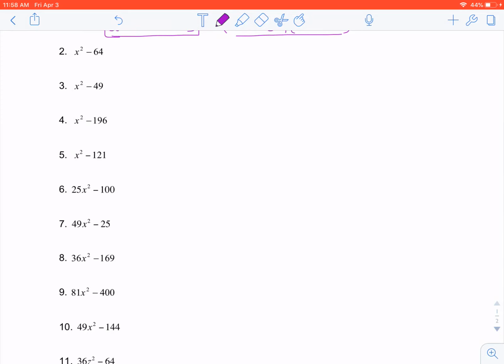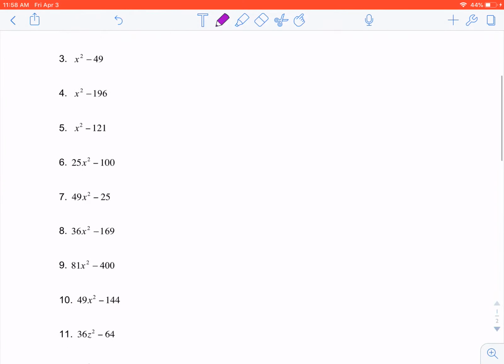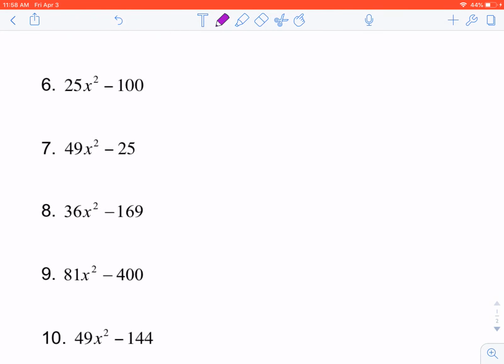So we're going to go down to number 6. I said I'd do a couple with you. Once you get down to number 6, you need to start asking yourself, is there a GCF? So 1 through 5 are all just x squared. There can't be a GCF if it's just x squared. But looking at number 6, it has a 25 and a 100. So the first question to ask yourself, is there a GCF? 25 and 100, are they both divisible by the same number? Yes, they are. So 25 GCF, I can divide by 25.